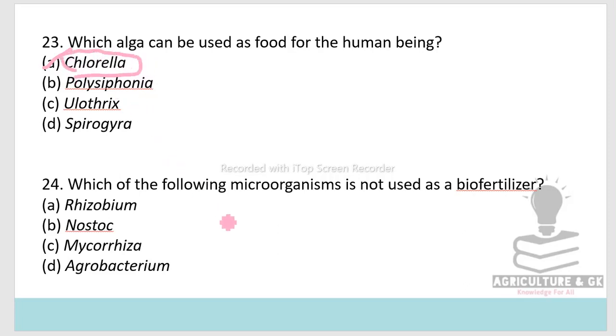Now moving next, which of the following microorganisms is not used as a biofertilizer? So which one of these is not used as a biofertilizer? So we have already discussed rhizobium is used as a biofertilizer, nostoc is also used as a biofertilizer, and so is mycorrhiza. It is agrobacterium that is not used as a biofertilizer. Agrobacterium is a disease causing microorganism. So our answer will be option D. Agrobacterium is not used as biofertilizer.